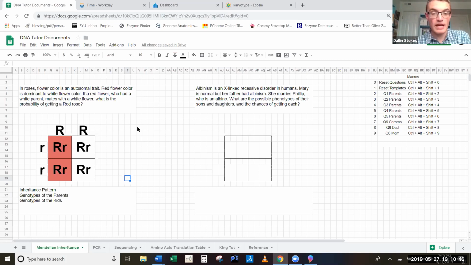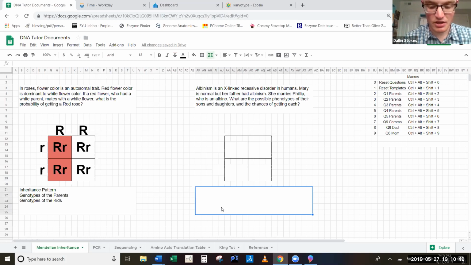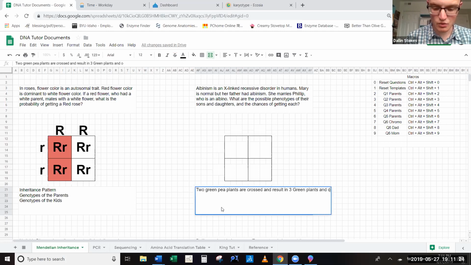So I'm telling you, let me write it out here: 2 green pea plants are crossed and result in 3 green plants and 1 yellow. What is the inheritance pattern?